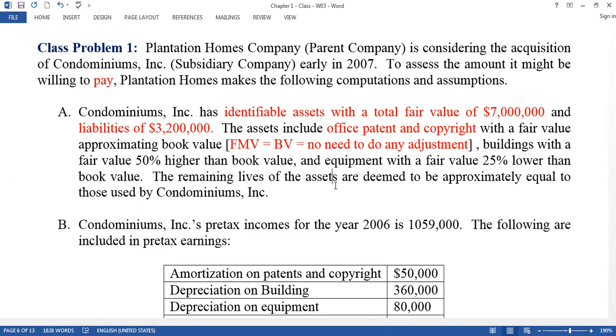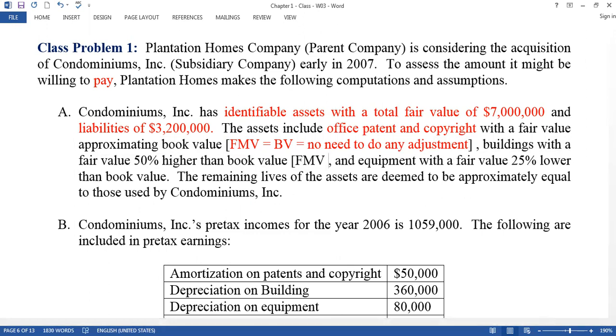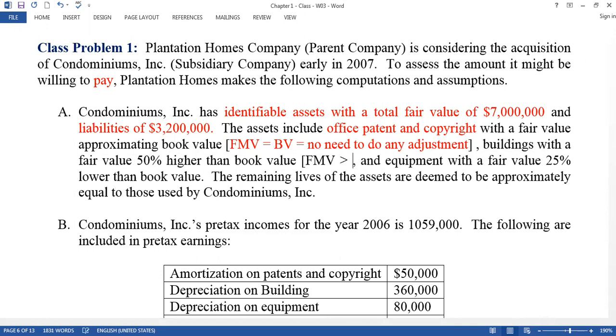What about land? What about buildings? And what about other things we are going to see? They said that buildings have a fair value 50% higher than the book value. Now we find another piece of information: the fair market value of the building is greater than the book value. Do you understand? So fair market price is higher and book value is lower.